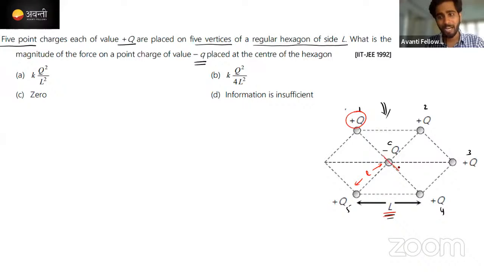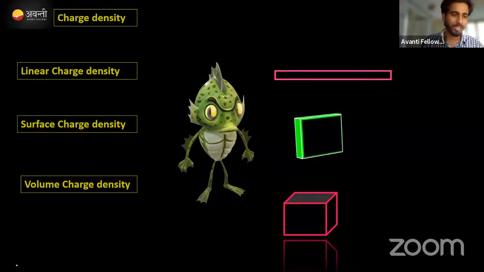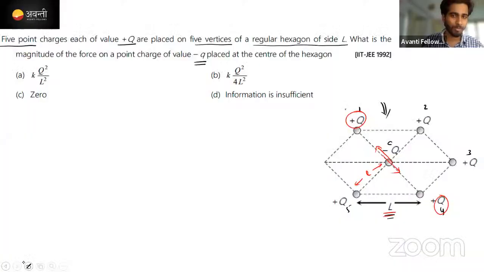Away. The fourth charge is also at the diagonally opposite end. So this charge applies the force on the negative charge in this direction. The magnitude of this charge and this one will be equal. Hence, the force on the minus Q charge placed at the center will be equal but in the opposite direction. Hence, these two forces will be zero.